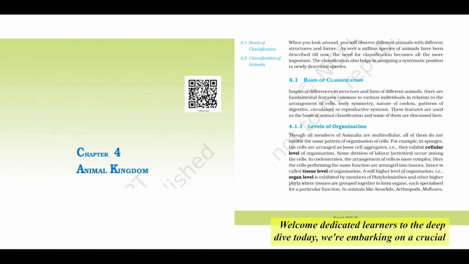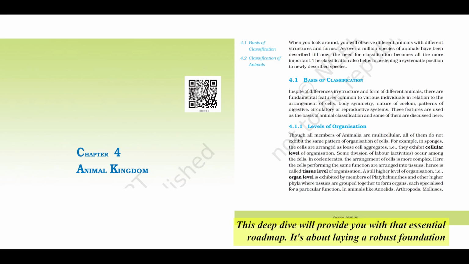Today we're embarking on a crucial journey into one of the most fundamental chapters in biology, the animal kingdom. Just look around. From the tiniest amoeba to the colossal whale, life bursts with incredible forms. Over 1 million animal species have been described. So how do we systematically unravel this immense diversity? How do we truly understand their relationships, their evolution, their unique adaptations? This deep dive will provide you with that essential roadmap.